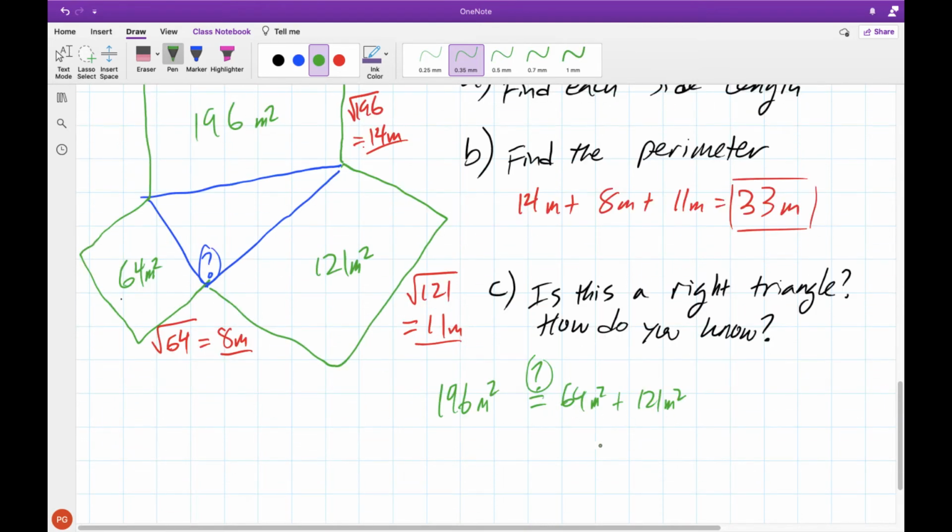So if we add both of these on this side, we get 185 meters squared, which is less than this. And since they're not equal, that means it's definitely not a right triangle.